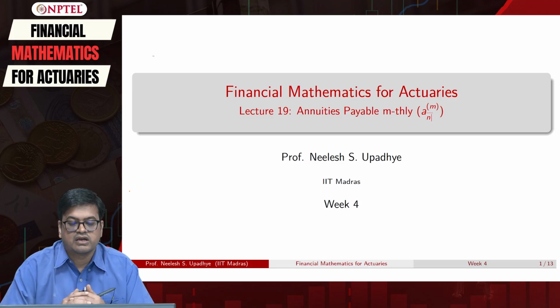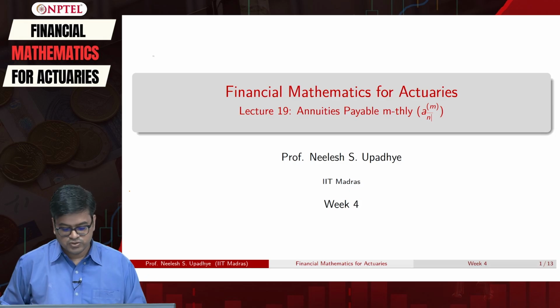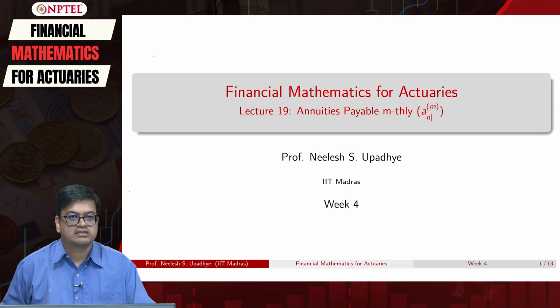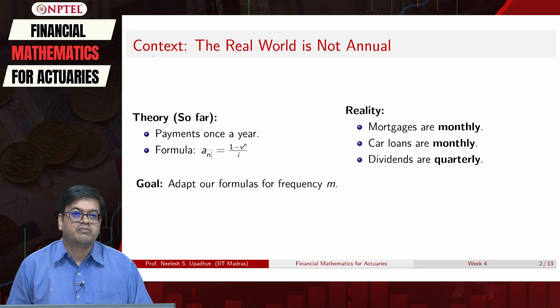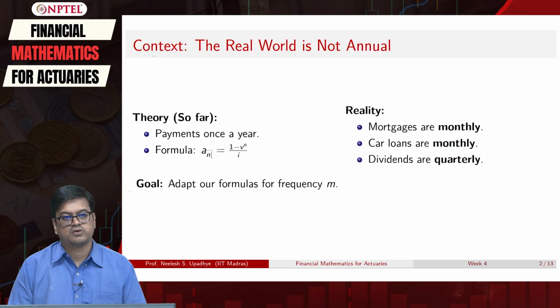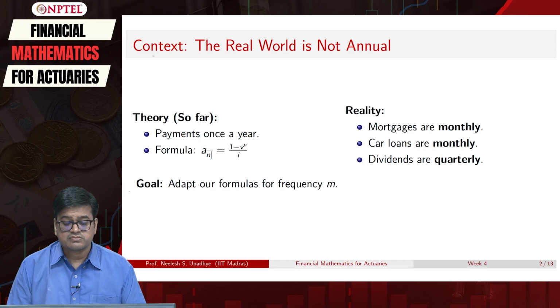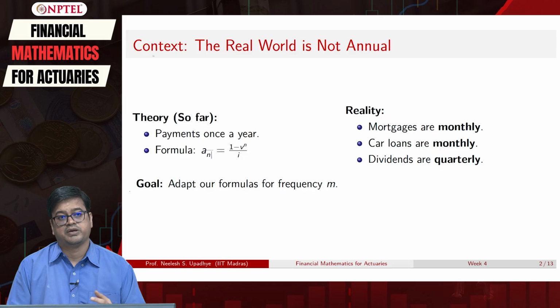So what if you start annuity payments on a monthly basis, which is typically the case, but so far whatever we considered in our lectures was related to payment once a year, and then we had this formula of present value of annuities, which was 1 minus v raised to n upon i, where i is the effective interest rate. But in reality, your mortgages are paid monthly, your car loans are paid monthly, you get dividends on a quarterly basis. So we need to adapt our formulas for this particular frequency of payment. That's what our goal today is.